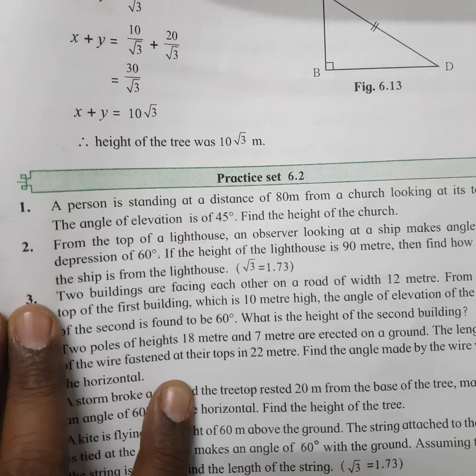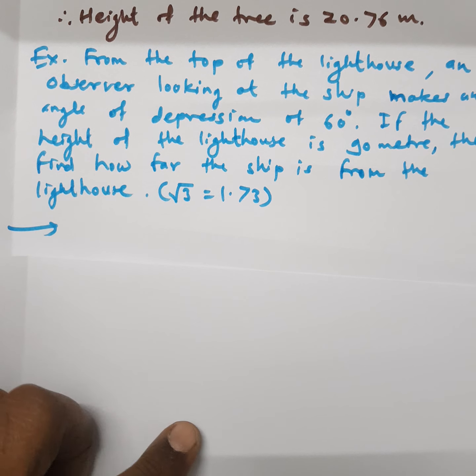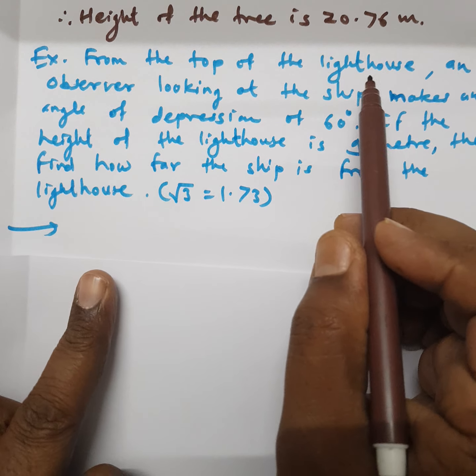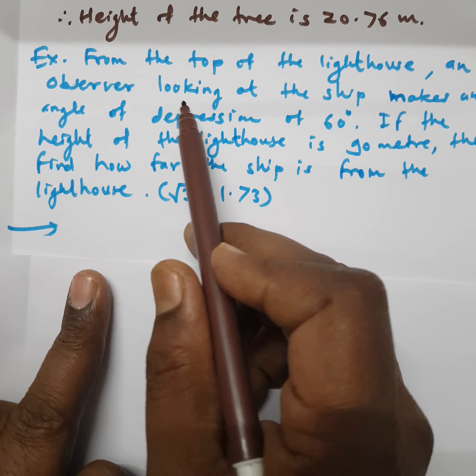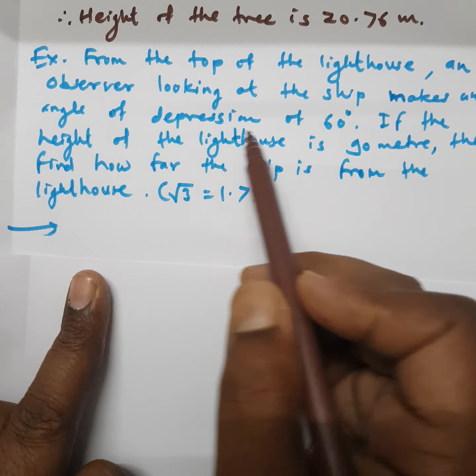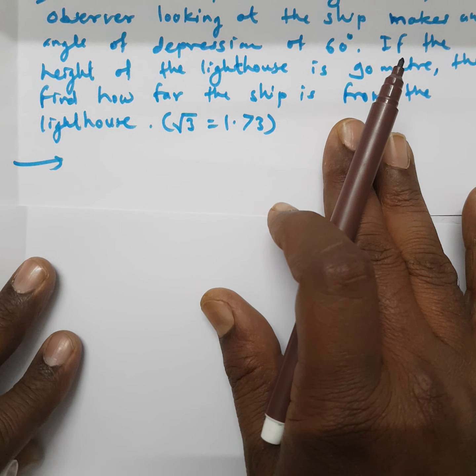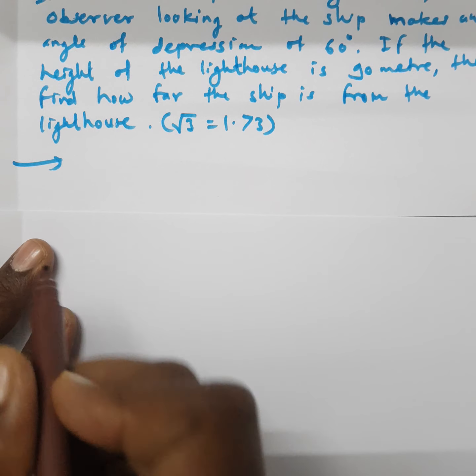Now we will see second example in which we have to draw angle of depression. Now second example from practice sheet 6.2. From the top of the lighthouse, an observer looking at the ship makes an angle of depression 60 degree. Here we'll draw figure for this.